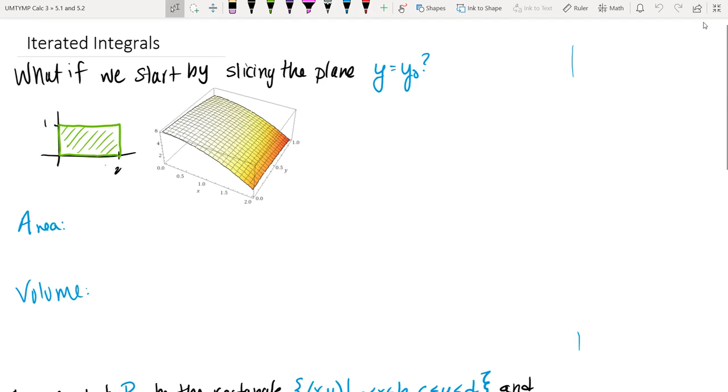Well, theoretically, volume is volume. Volume is fixed. It can't change. So let's see if we can see that result mathematically by looking at a different slice. So let's say I slice along the plane y equals y0 instead.